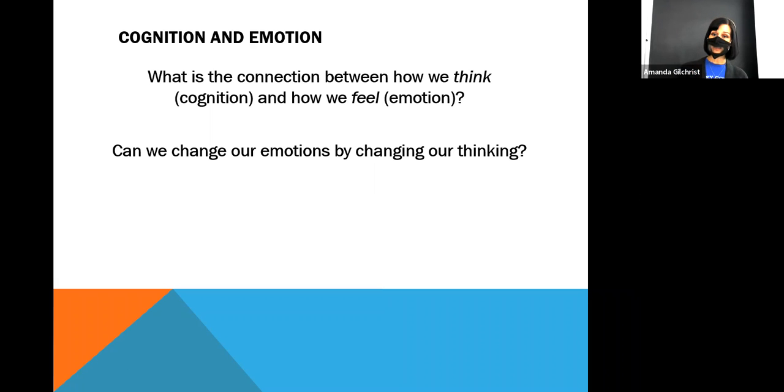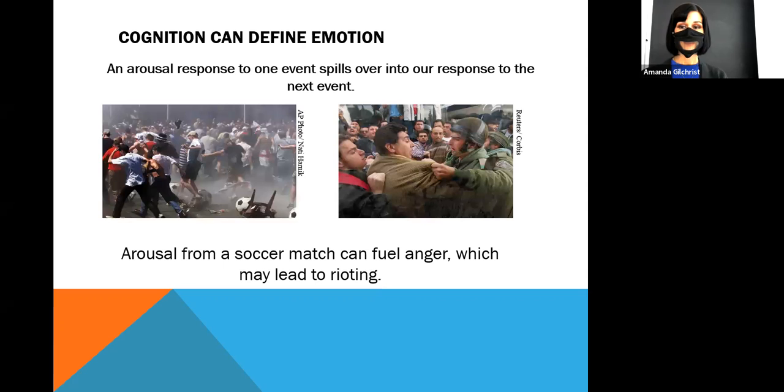So it's kind of clear that our thoughts affect the way that we feel about things. So if our heart is racing, our thoughts can help us figure out if it's because we're scared or surprised or excited or something like that. So the question becomes, can we actually change our emotions by changing our thinking? And it's kind of clear that cognition does play a role in emotion.